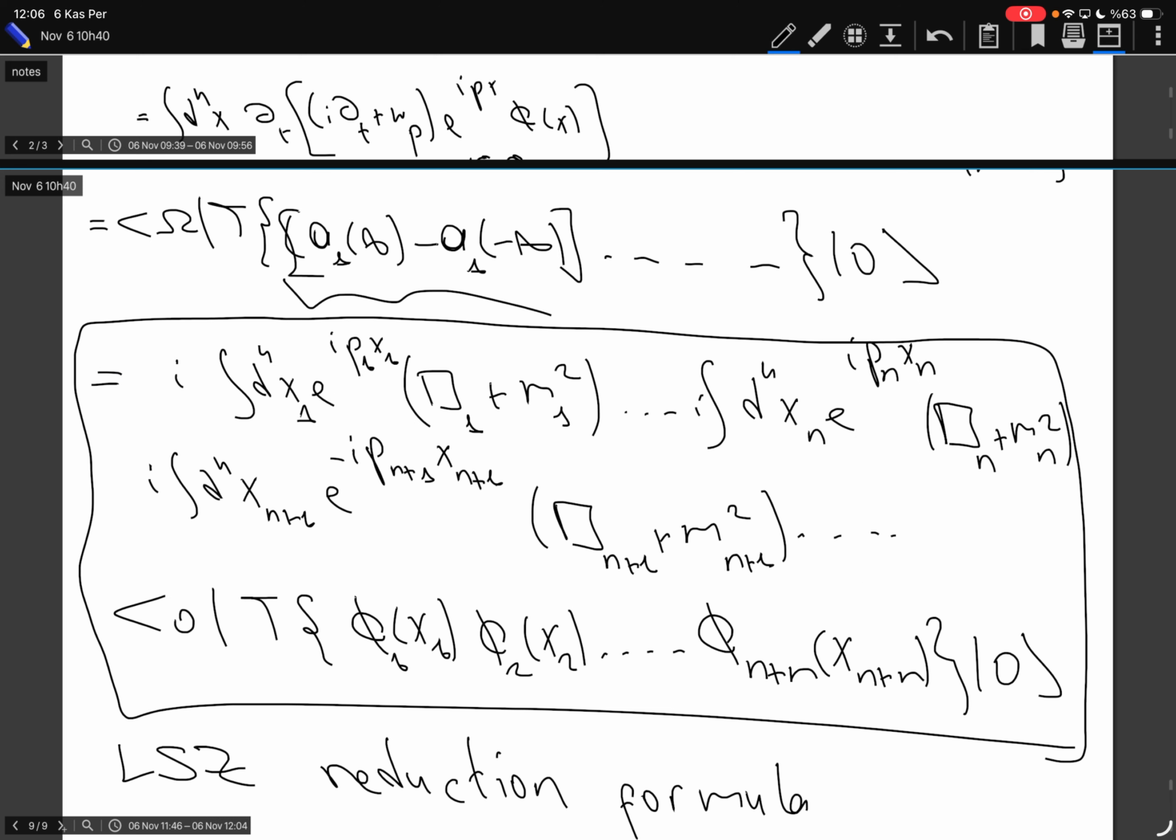Now let's do one application of this. Just a single particle. In the non-interacting theory, in fact. There are no interactions.